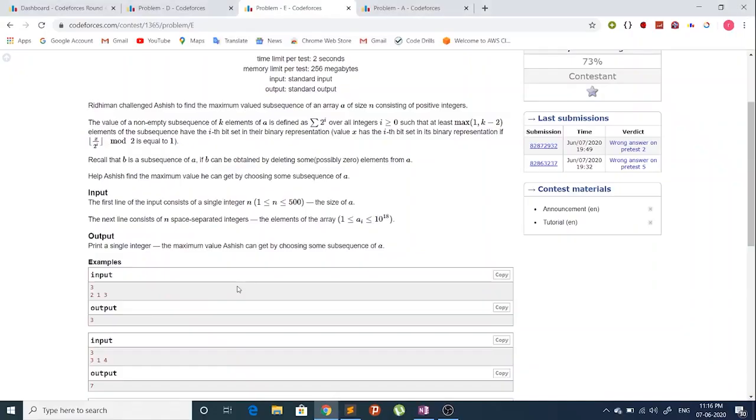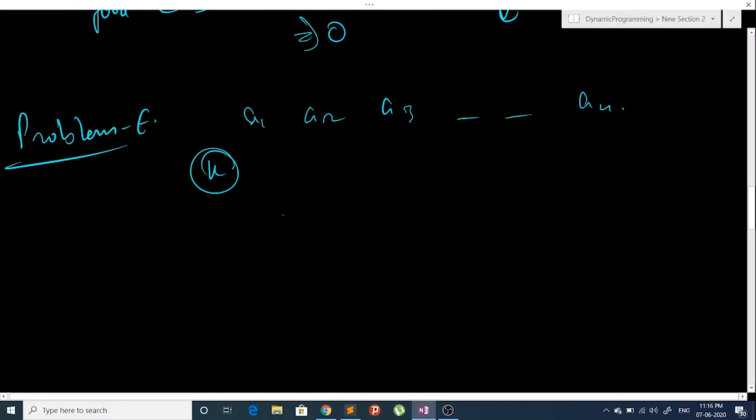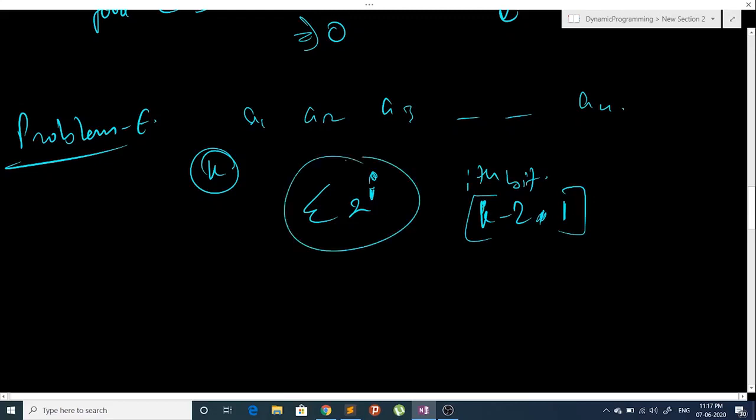Now you have to find some value for this subsequence. So the value would be that you will just sum 2 raised to power i if the ith bit is set in at least k minus 2 positions, or if k is less than 2, then at least one element. So the ith bit should be set for at least k minus 2 elements of our subsequence. So this was the problem, and we have to find the maximum answer of this thing.